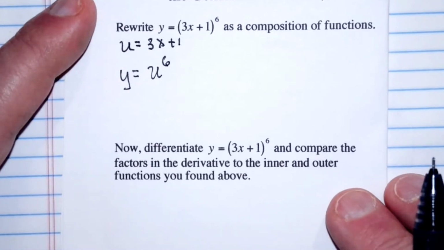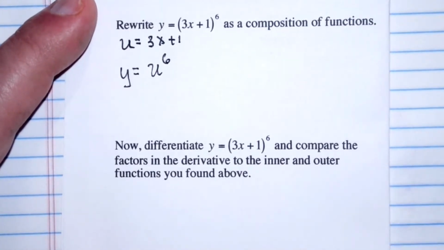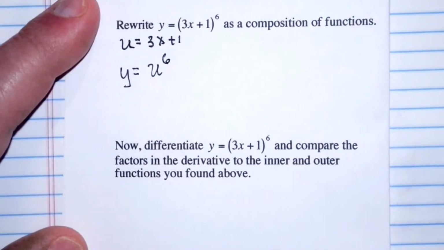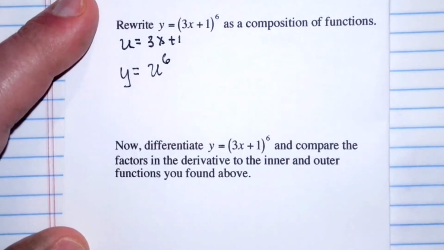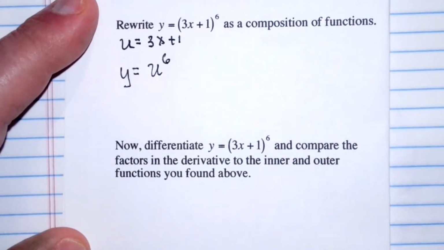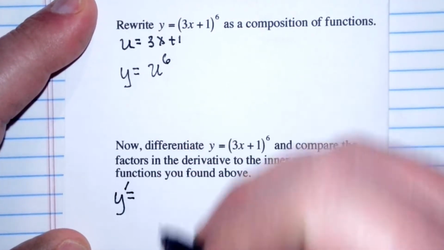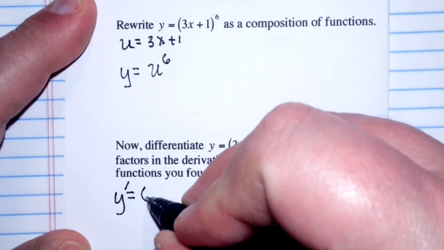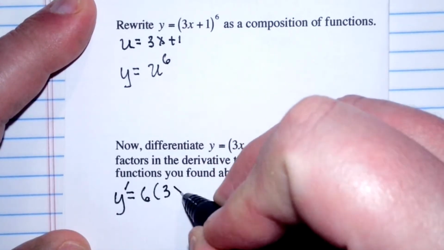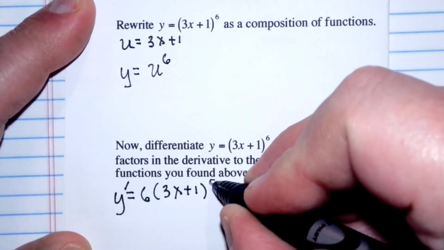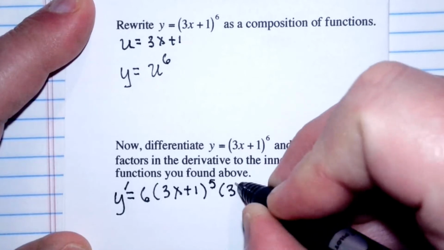Now we're asked to differentiate y equals the sixth power of 3x plus 1 and compare the factors in the derivative to the inner and outer functions you found above. What's all this saying? Well, first of all, let's differentiate y equals the sixth power of 3x plus 1. Alright, so y prime would be 6 times 3x plus 1 to the fifth times 3.